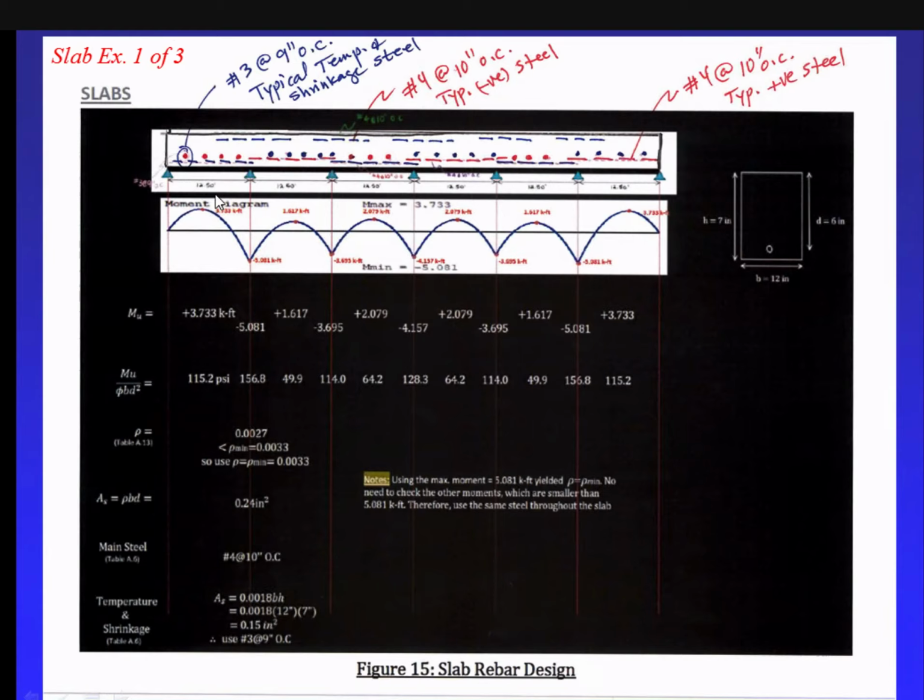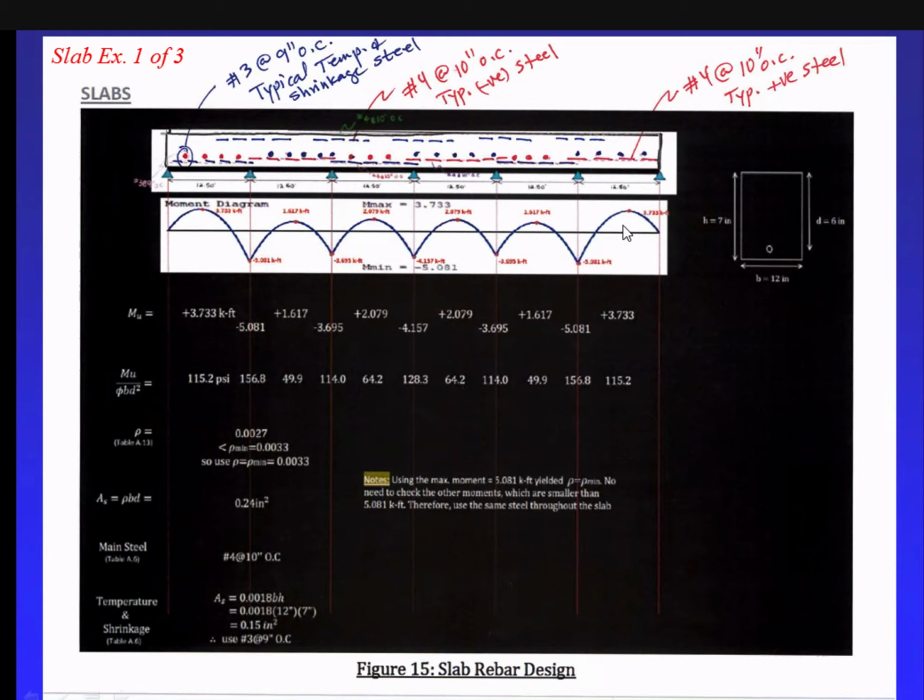Here, the example I just illustrated was 1 span, but we have 6 spans. So remember, I took the negative moment here. And remember how I said the tension over the support is gonna be at the top, okay? And then the compression will be at the bottom.